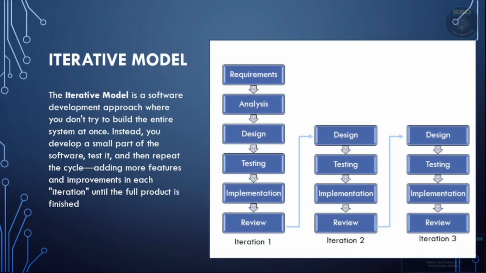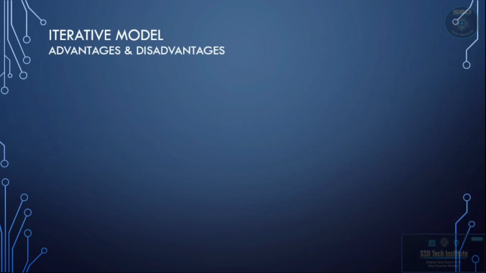Now look at the diagram. It shows three iterations. In iteration 1, we start with the core requirements and the analysis. Then we move through design, testing and implementation for just a small product. Once that is done, we review it. Then we move to the second iteration and then the third, repeating those same steps and adding more features each time.